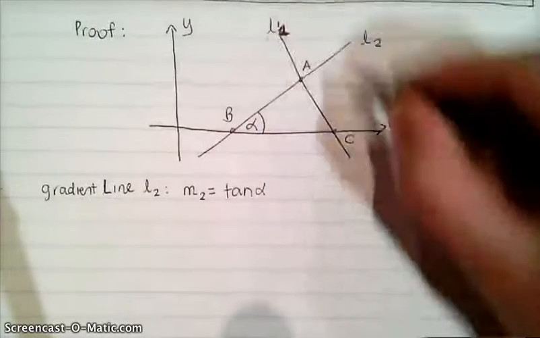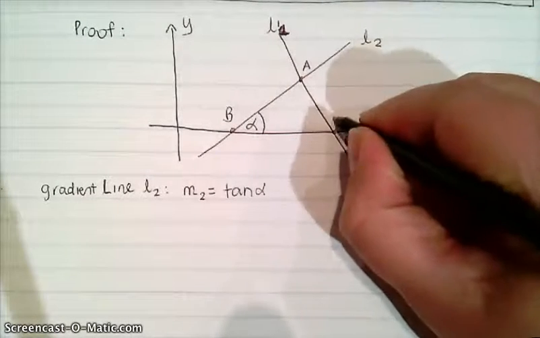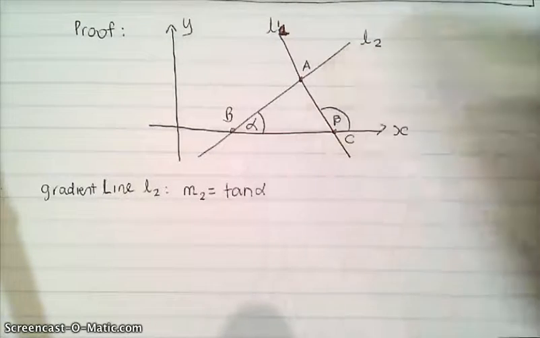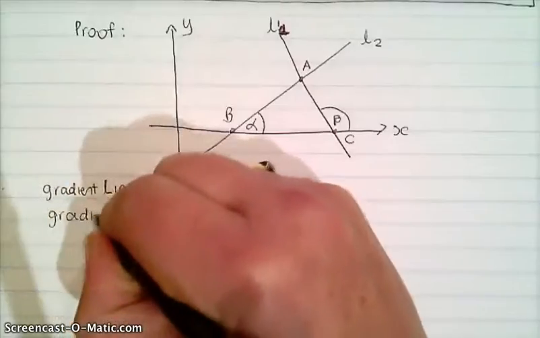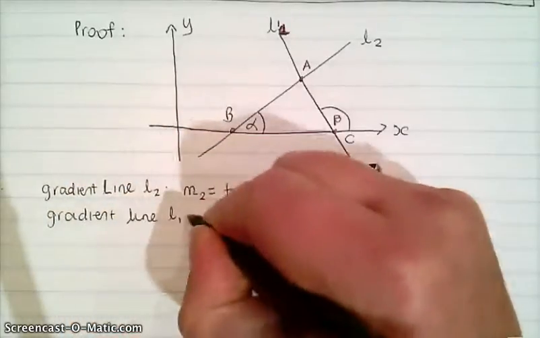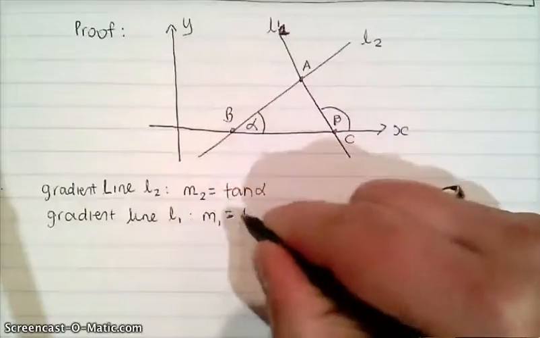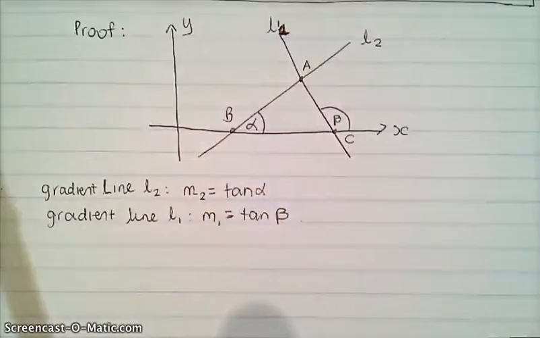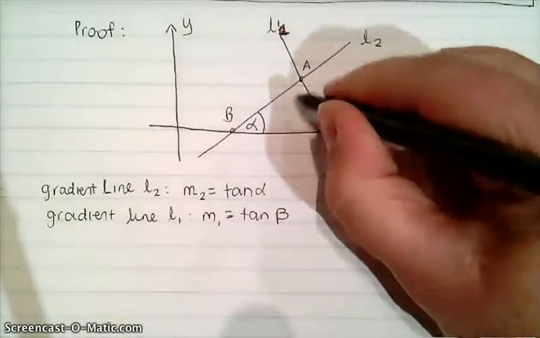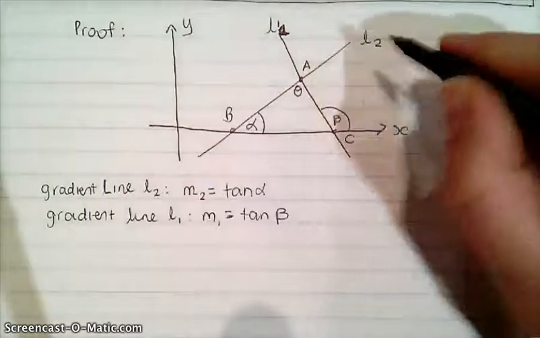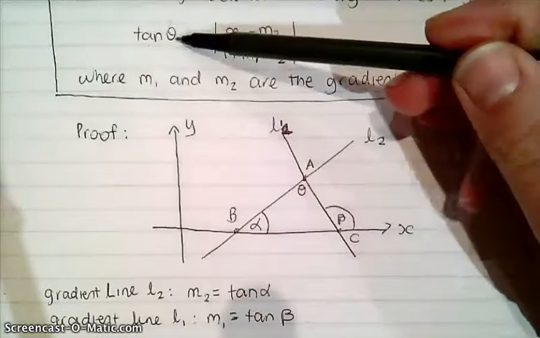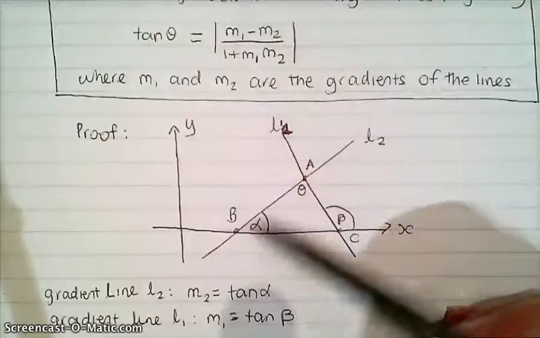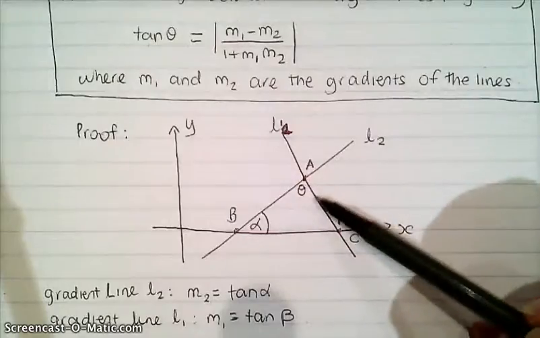Then I can also look at the gradient of this line L1. If the angle between the positive x-axis and the line L1 is beta, then I can say that the gradient of line L1, I'll call it m1, happens to be tan of beta. I'm also going to let this angle up here be theta, the angle between the two lines. So if you look back up at the formula, the angle between two lines, tan theta, theta is the angle between my two lines.